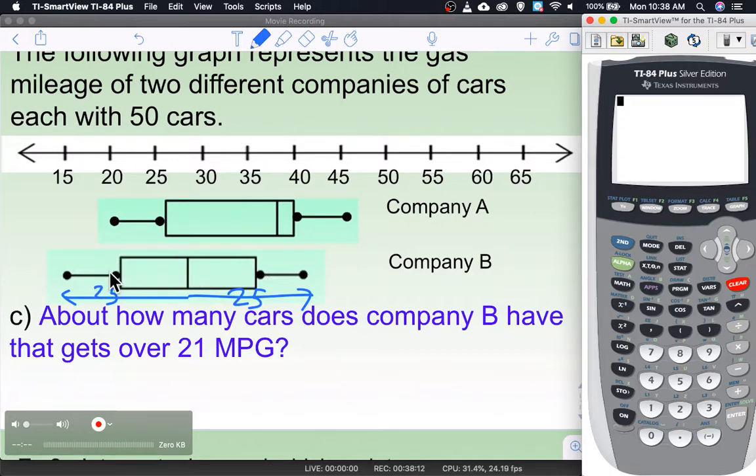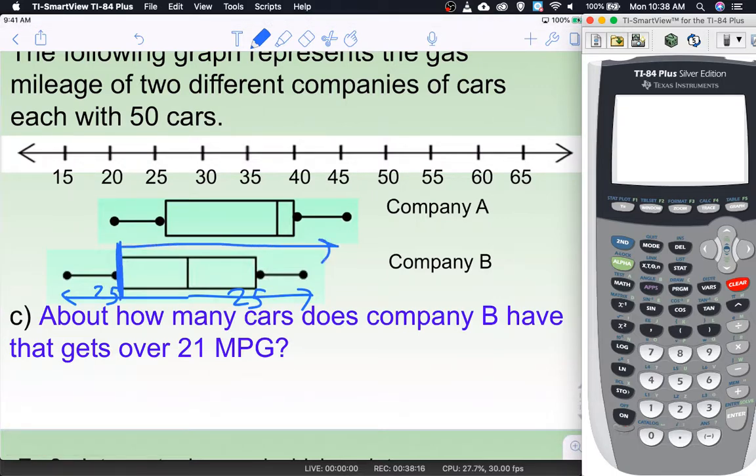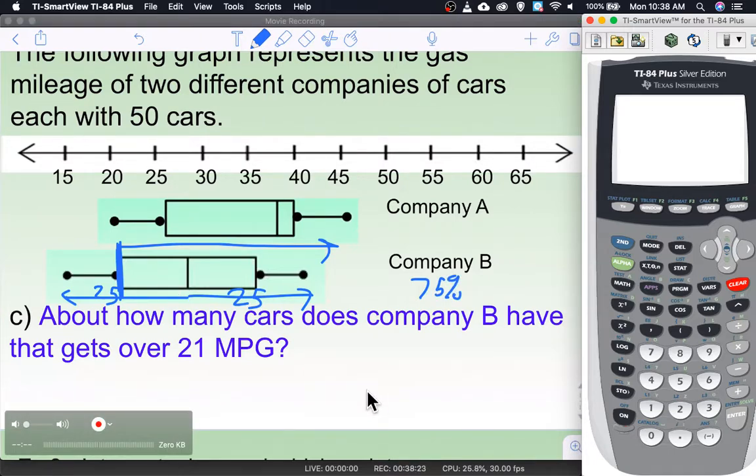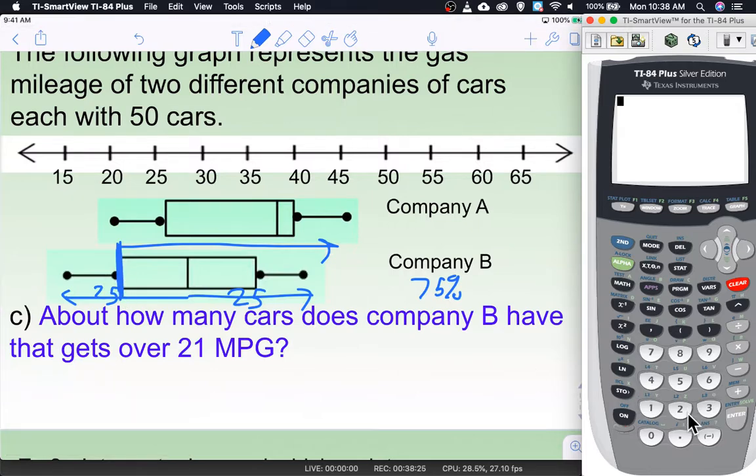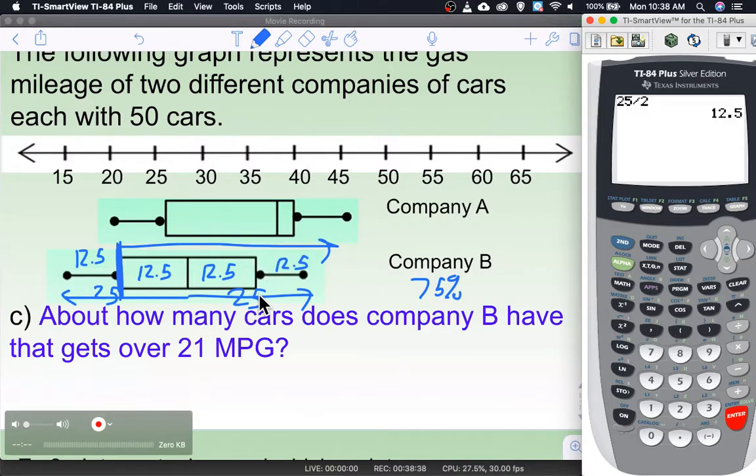But we want to know about this number right here. So that would be how many? Well, it's 75% of the cars. What's halfway between 25? 12 and a half. So there's like 12.5 cars here, 12.5 cars there, and there, and there. The half thing seems weird. I think that's why they say about how many. It's an estimation. You just got to be close.